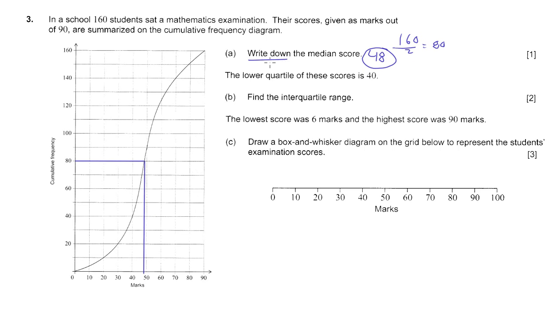And note that when they say write down, they're not going to look for any calculations anywhere. All you have to do is just write it down. So 48 is our median score.